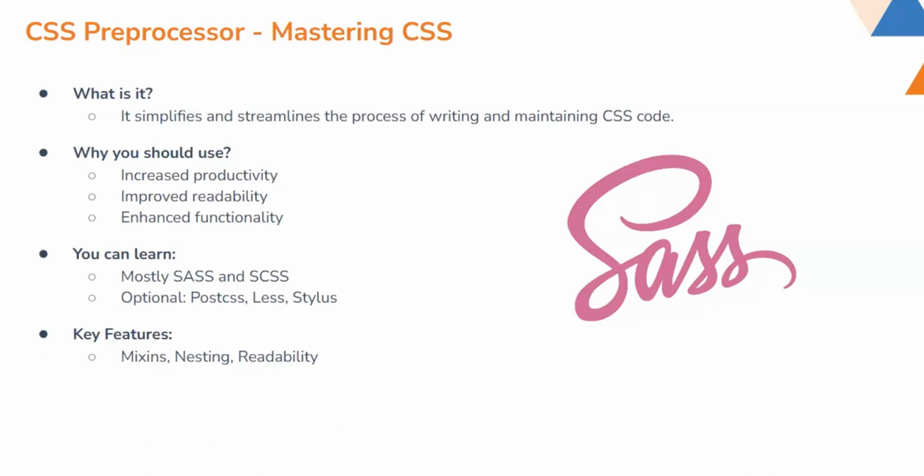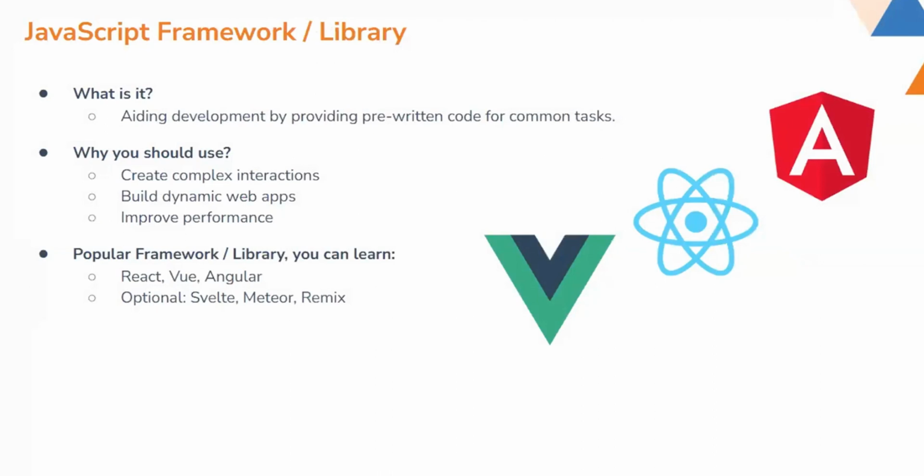Moving on to the next slide, we have JavaScript frameworks and libraries. So what are these? It is like a toolbox filled with pre-built tools that make building complex web applications easier. They provide you with ready-made code structures to handle various tasks. Before moving forward, let's quickly understand the difference between a framework and a library. A framework helps guide you through building an app step by step, whereas a library provides tools you can use to solve a specific problem.